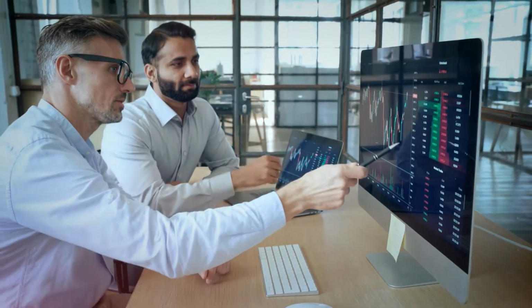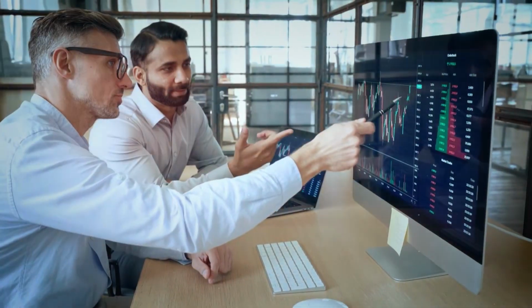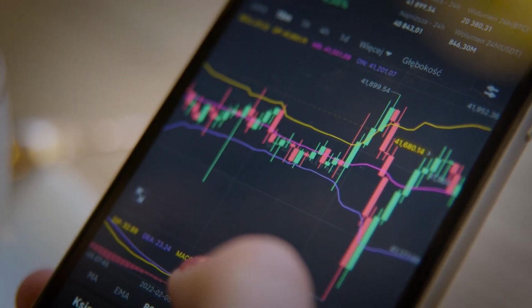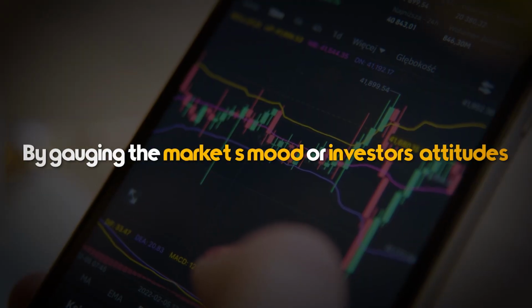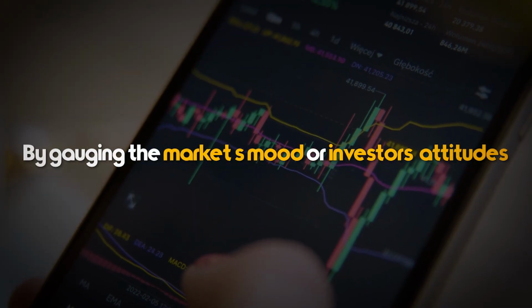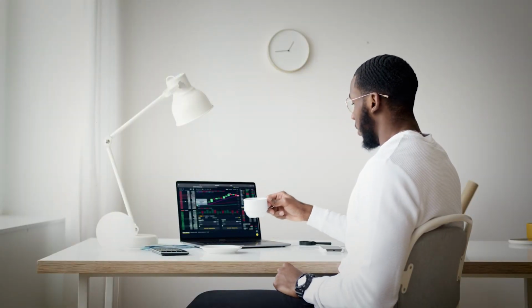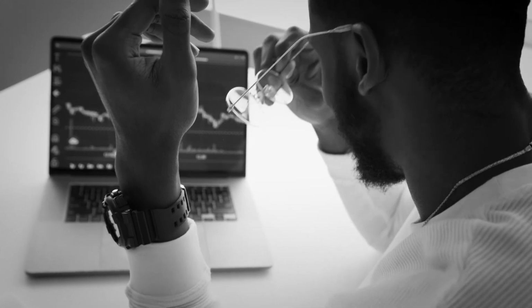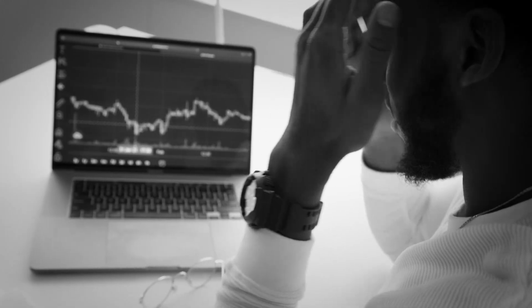Section 11. Sentiment Analysis in Trading. Sentiment analysis in trading is a fascinating approach that blends psychology with quantitative finance to predict market movements. By gauging the market's mood or investors' attitudes towards particular securities or the broader economy, traders can gain insights into potential price movements before they are reflected in the numbers.